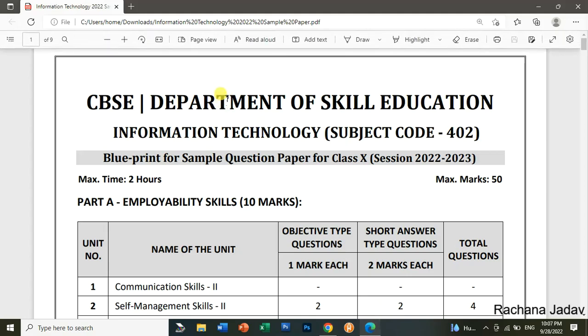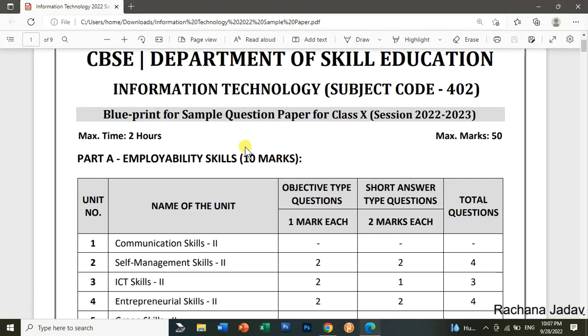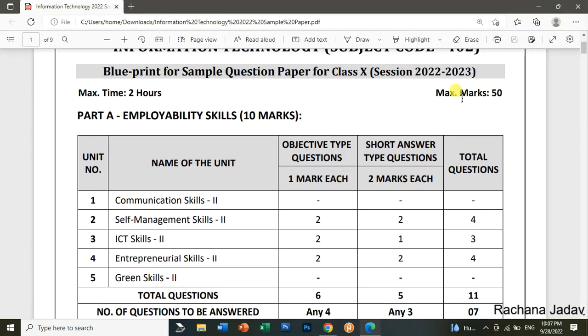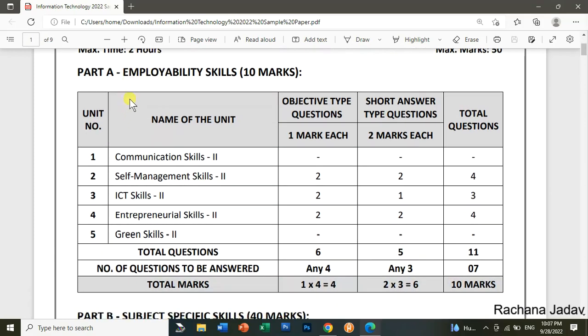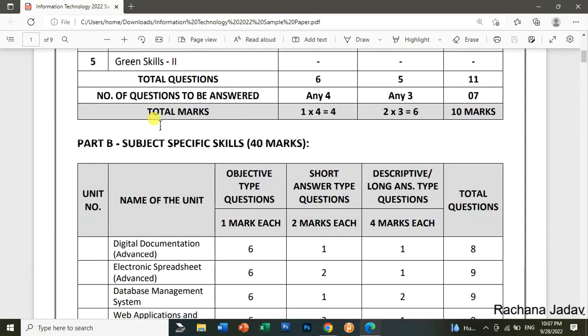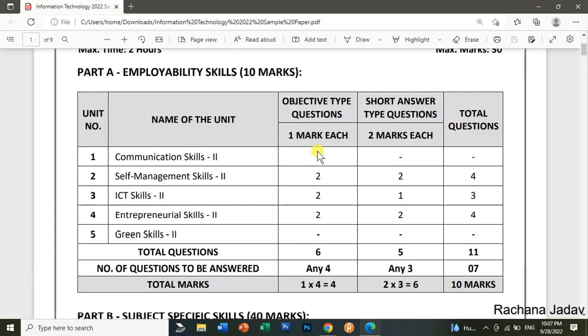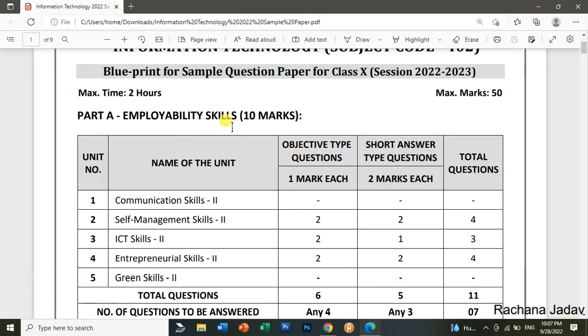So here, CBSE के website पे से मैंने लिया हुआ है. You can see the blueprint for the sample question paper. In that, yes, it is for 50 marks और आपको 2 घंटे का टाइम दिया जाएगा. Here you can see that part A is of 10 marks and part B is of 40 marks. Part A is employability skills.